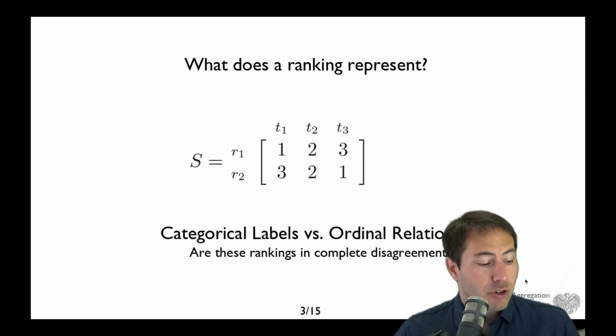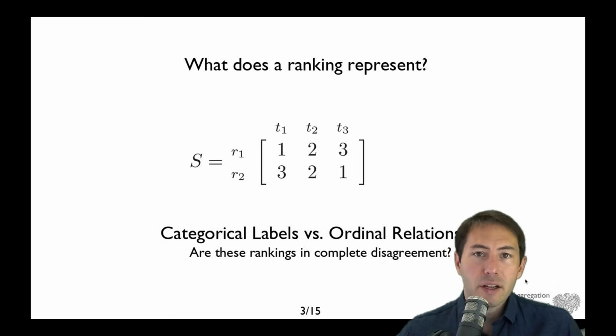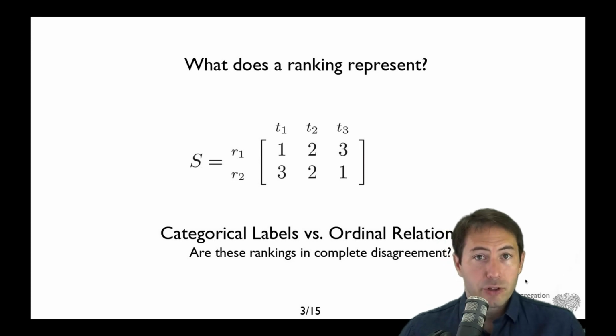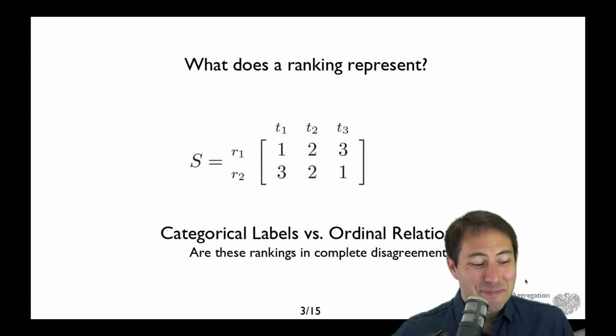If we have this matrix S with rows 1 and 2, we'll call them rater 1 and rater 2, with items T1, T2, and T3, you have to make a decision in your thought process. If I just present you with that matrix S, you have to decide: do you think that rater 1 and rater 2 are in complete disagreement? If I were in class right now, I'd pause, which I won't do because you have a pause button on the screen. But it's a really important point to ask, right?